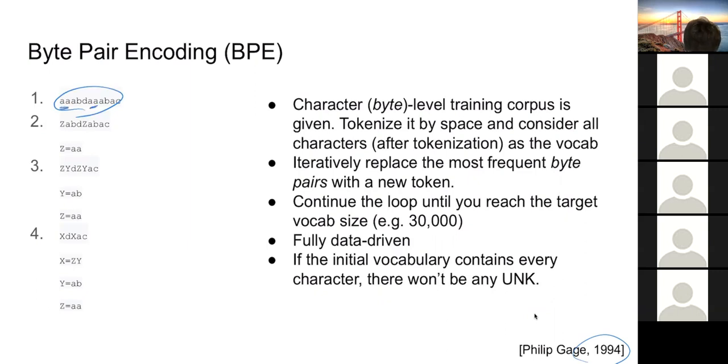So you replace that with Z, where Z equals AA. And then after that, you see that AB and AB are the most frequent occurrences. So you replace AB with Y, and then it becomes ZY, DZY, AC. Now in the fourth step, you replace ZY with X, because that's the most frequently observed byte pair. So you again do that so that at the end, you have a very short sequence of words.